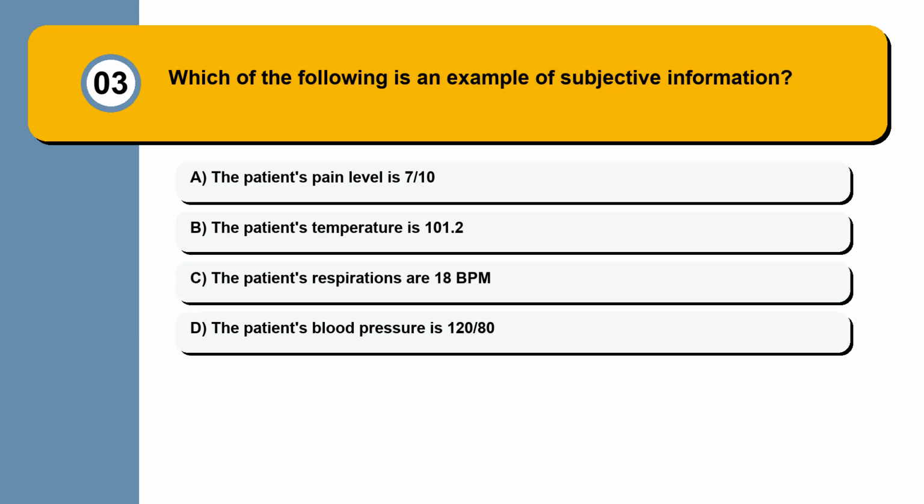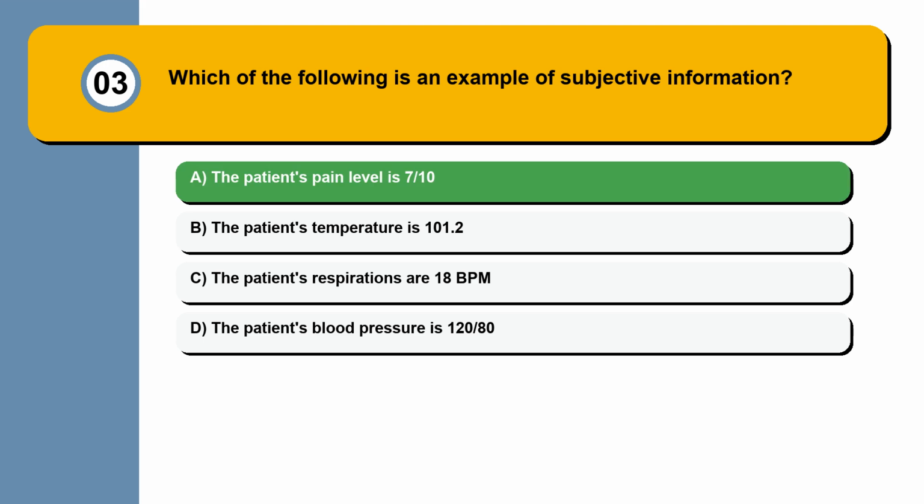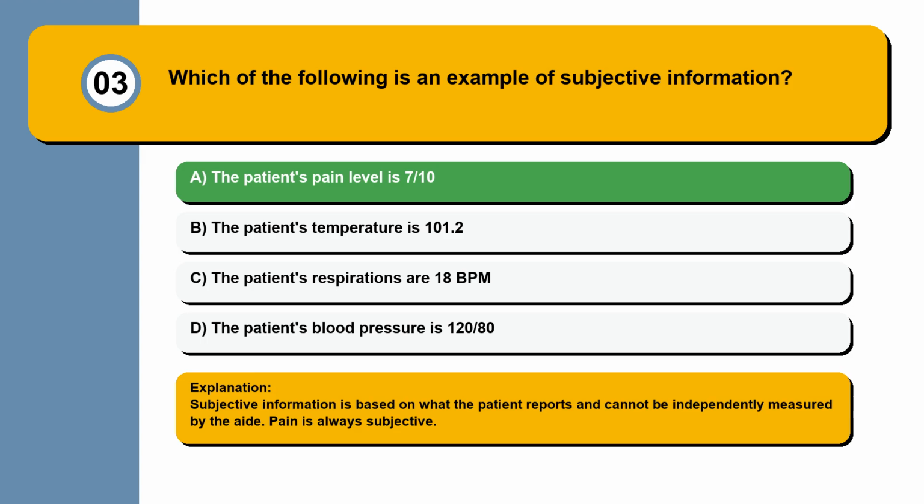Question 3. Which of the following is an example of subjective information? The patient's pain level is 7/10. The patient's temperature is 101.2. The patient's respirations are 18 bpm. The patient's blood pressure is 120/80. Subjective information is based on what the patient reports and cannot be independently measured by the aide. Pain is always subjective.